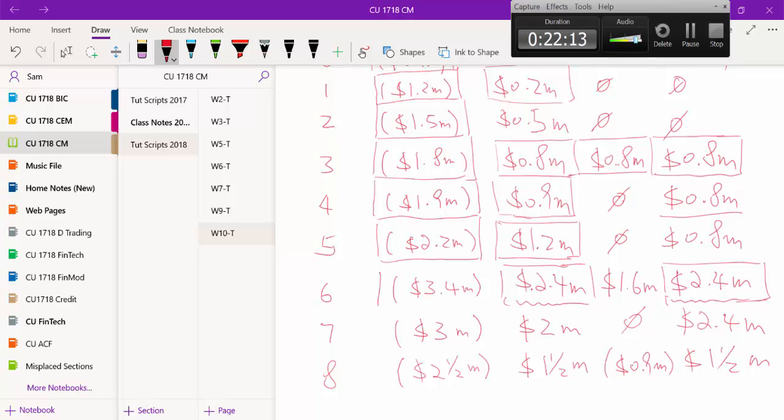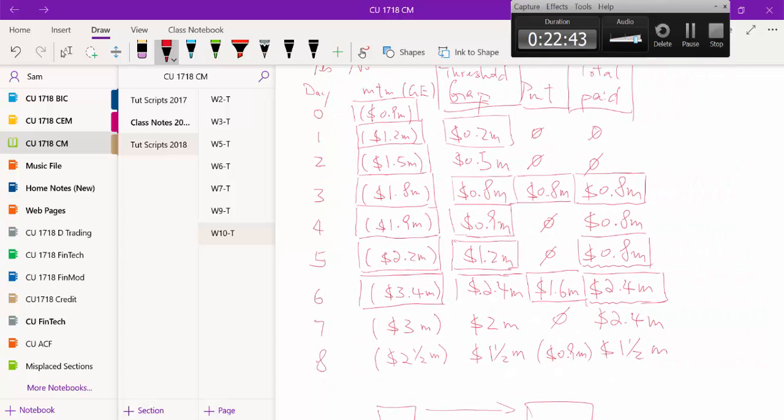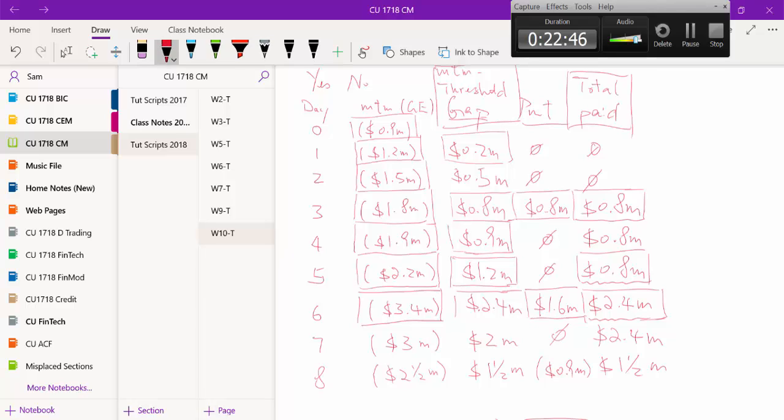And on day number 6, things are really bad. So now the mark-to-market is minus 3.4. So now the gap is 2.4, which means that since they already had 0.8 million in JP Morgan's account, they would need to pay 1.6. This time they will do it, and they need to. So the total payments now come to, can you read that? Now come to 2.4 million. Is everyone okay with that? Yeah?